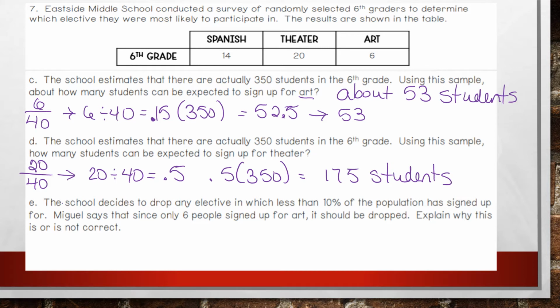Letter E says, the school decided to drop an elective in which less than 10% of the population is signed up for. Miguel says that since only 8th grade people sign up for art, it should be dropped. Explain why this is or is not correct. So he is incorrect.